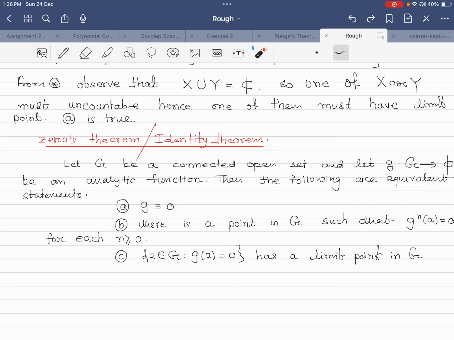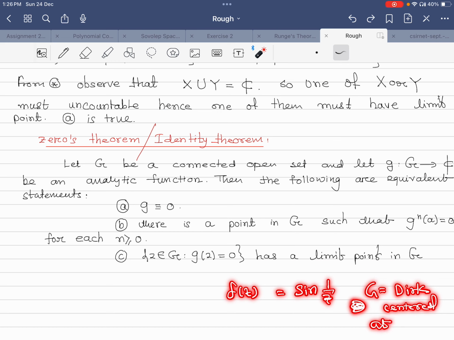In that case, that kind of function is available actually. You can take f of z is sine of 1 by z, and take your G as the disk centered at say 1. Then you can see if we put z equal to 1 by n pi, so 0 is not there.